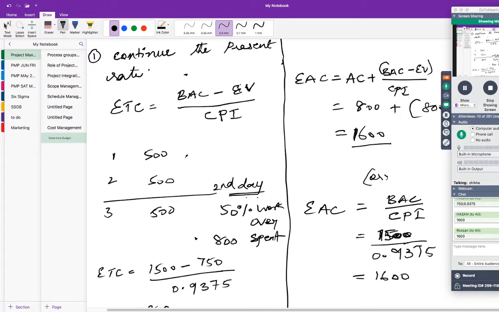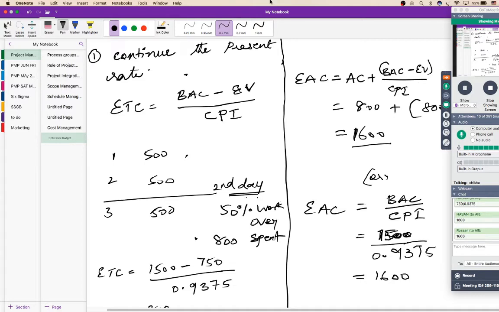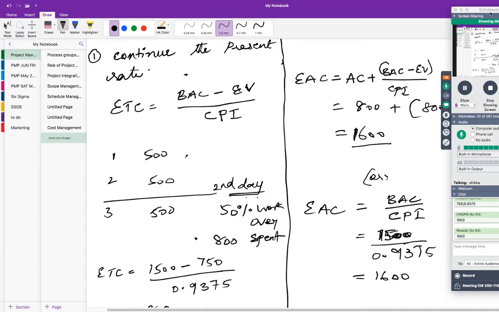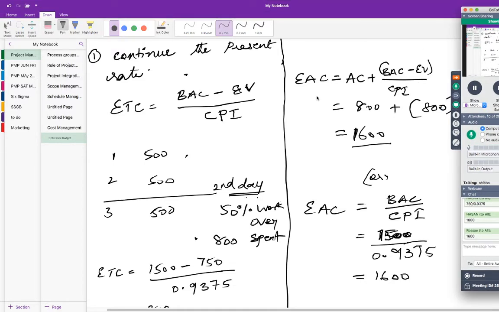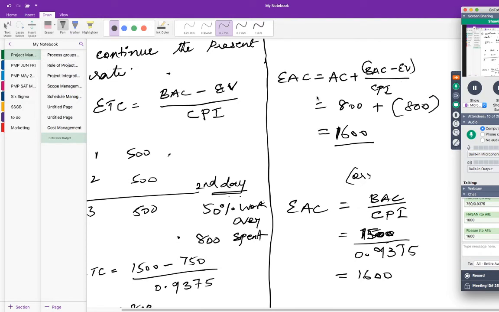So are we understanding this first scenario? Are we clear with the first scenario? Shall I go to the next scenario? Scenario number 2. I think everyone is clear, right?